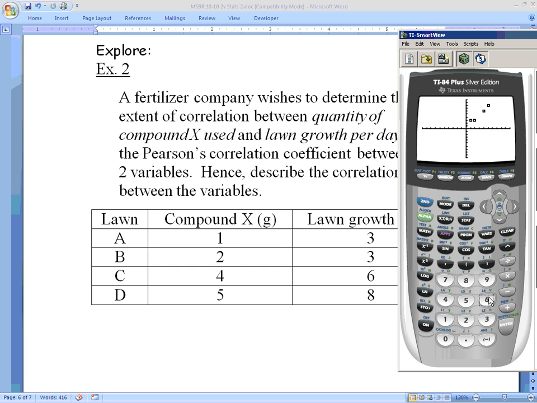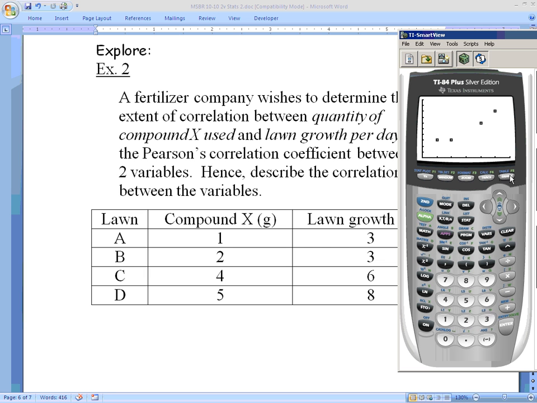Before I make my graph, I should mess with my window. And you can see here that I have that little scatter plot going here, but I don't want to see all those negative values. So I'm going to go to Window, and you'll notice for our X values, we don't have anything below 0. So I'm going to start with 0 as my minimum for my X. The highest value of an X is 5, so I'll go one past that to 6. Scale of 1 is fine. Y minimum, again, I'm going to get rid of all the negatives and start at 0. And it goes up to 8 on my data for lawn growth, so I'll leave it at 10. Scale of 1 is good. And I go to graph. So here's my scatter plot.